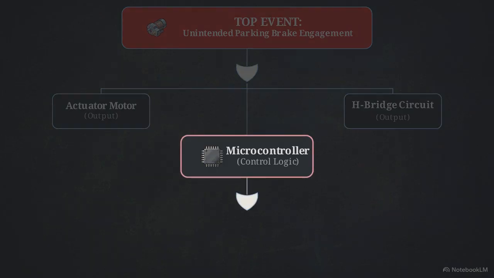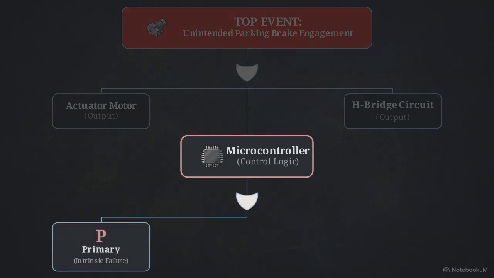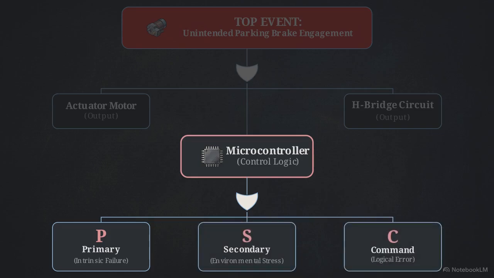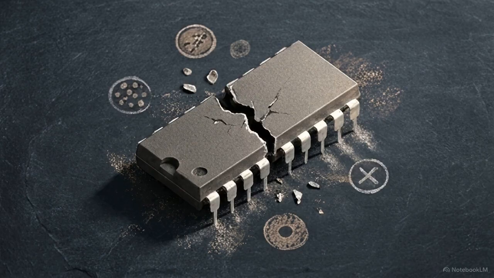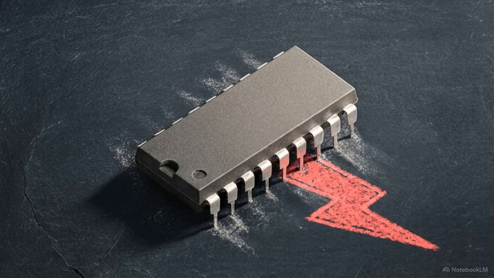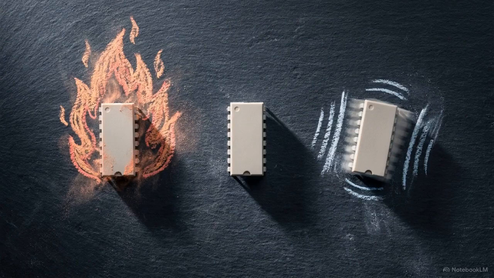At the component level, analysts classify root causes into 3 categories: primary, secondary, and command. Primary faults are intrinsic hardware failures. This is a component breaking down due to internal wear, fatigue, or aging while operating within its designed limits. Command faults occur when the hardware is functioning perfectly, but it receives a corrupted signal or an incorrect software instruction from an upstream source. Secondary faults are failures triggered by the environment. These include stresses caused by extreme temperature spikes, mechanical vibration, or severe electromagnetic interference.